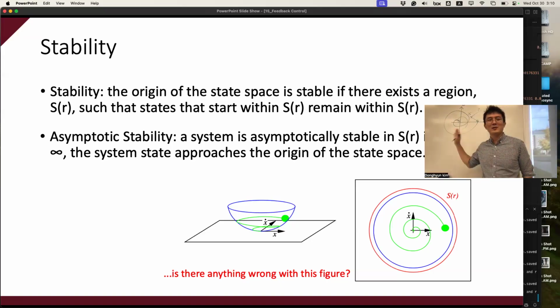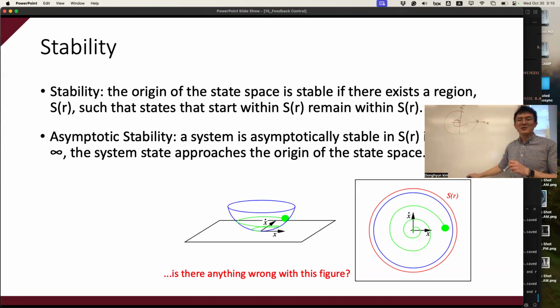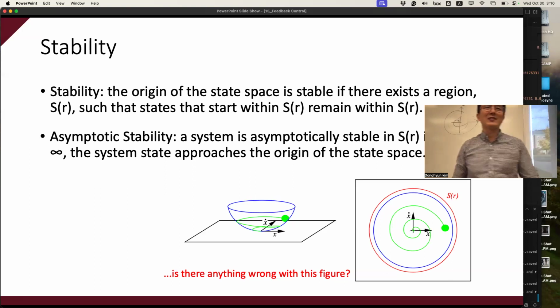This is a good example to confuse what the state space plot is. Does that make sense? If you're here, then you need to move this way. If you're here, you need to move this way, because the only thing you control is actually acceleration. That's the mechanical system idea.